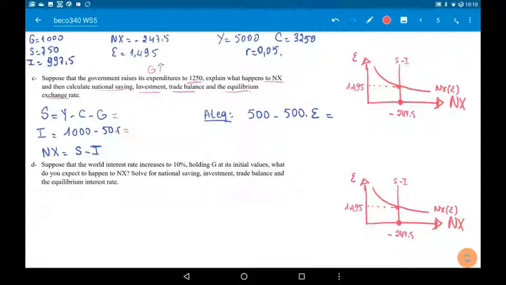G increased to 1,250. So the change in G is 250. This will mean that savings will decrease. So the change in savings is minus 250. Now that savings decreased, S minus I will decrease also. So S minus I will move to the left.